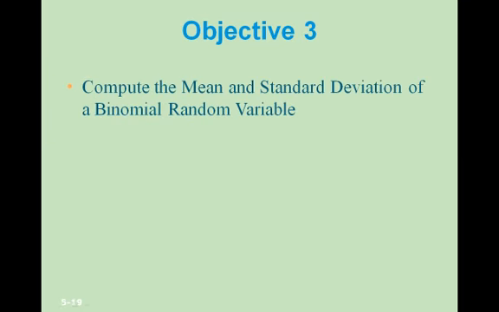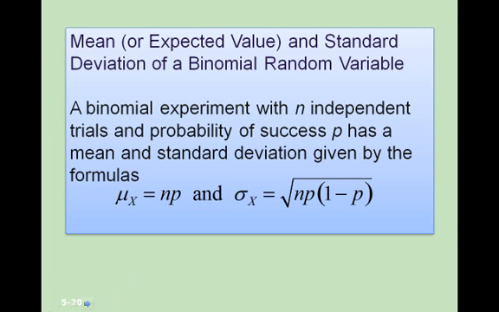Objective 3, we want to compute the mean and standard deviation of a binomial random variable. A binomial experiment with n independent trials and probability of success p has a mean and standard deviation given by these formulas. Mu sub x is equal to n times p, and sigma sub x is equal to the square root of n times p times 1 minus p.